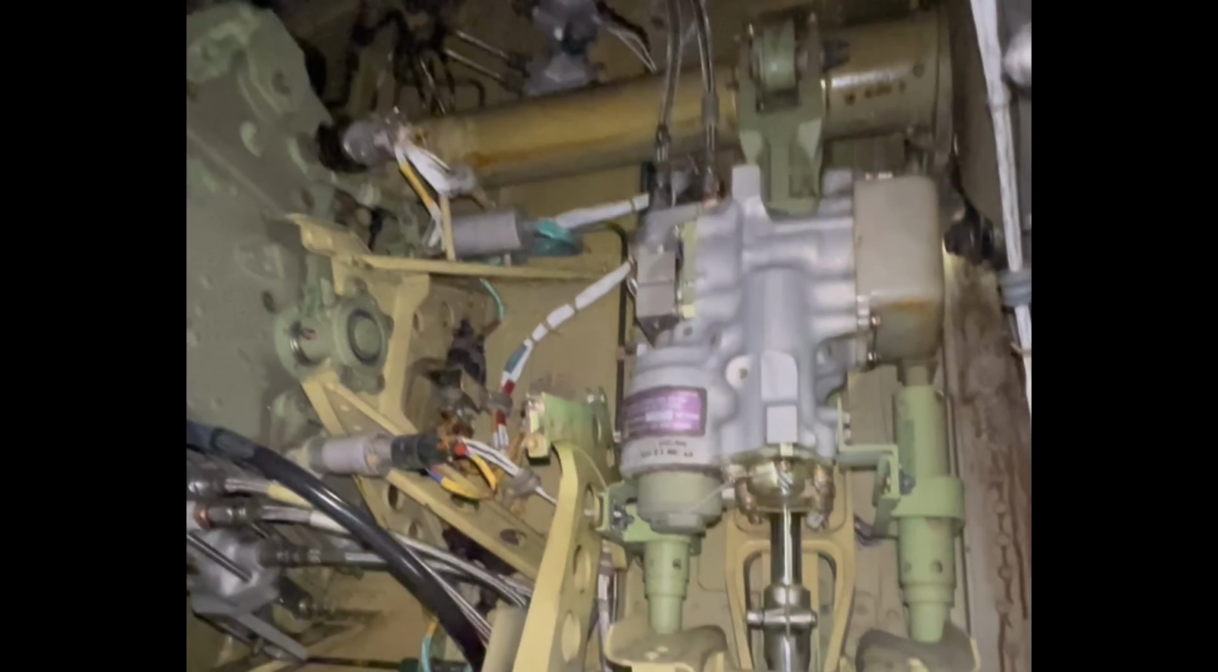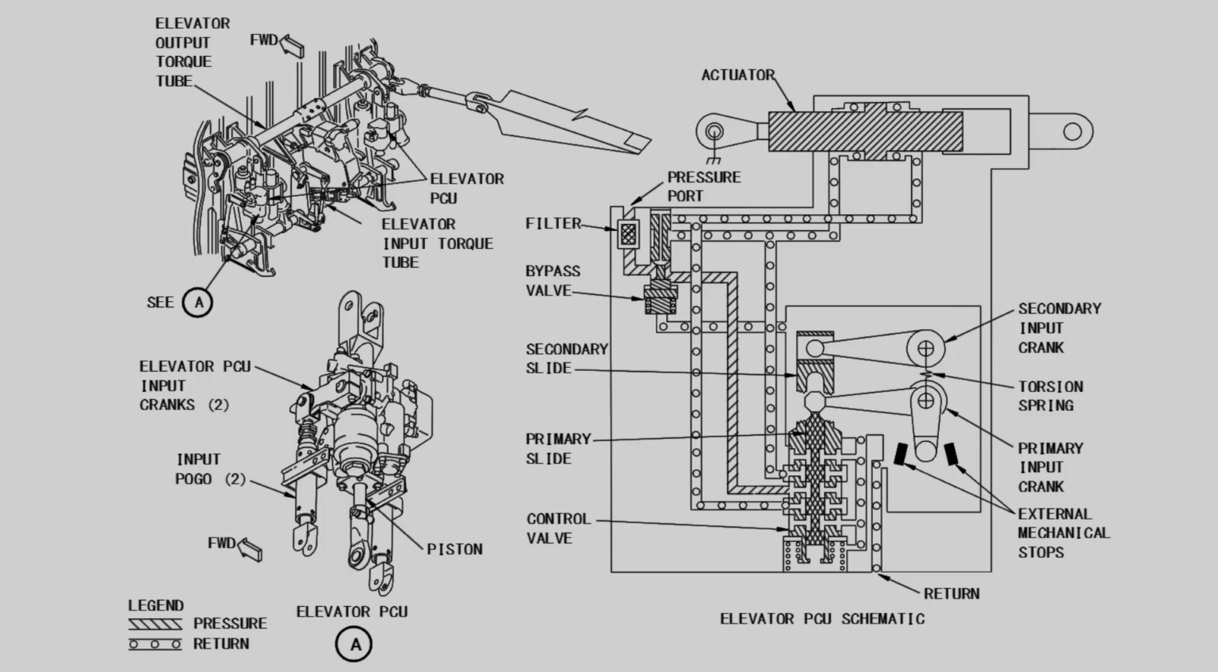This is the elevator power control unit, or better known as the PCU. There are two of them, one on the left and one on the right. The right PCU gets pressure from System B, the left PCU gets pressure from System A. The primary job of the PCU is to move the elevators.